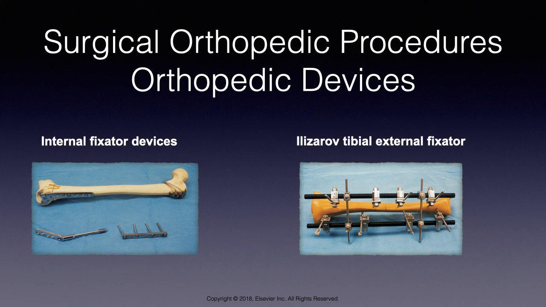On this slide, you will see external fixators on the left. These are attached to the bone on the inside of the body. On the right, you have external fixators that are attached to the bone, but most of your metal is going to be on the outside of the body.